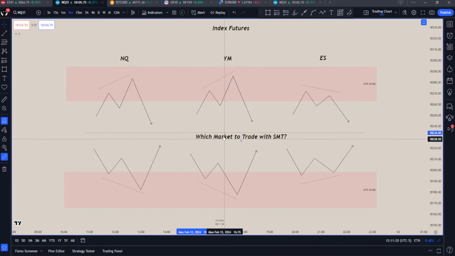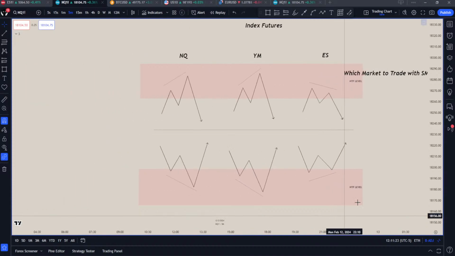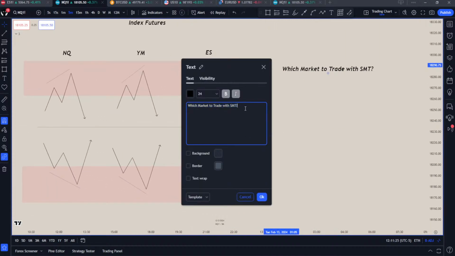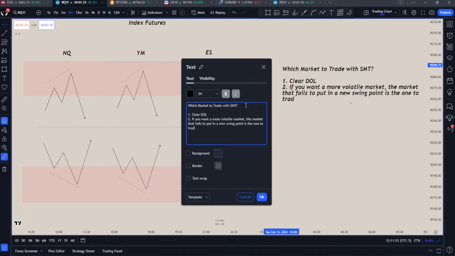Okay, so which market to trade with SMT Divergence? One, clear drawn liquidity. That's very important, okay? You need a clear drawn liquidity. And two, if you want a more volatile market, the market that fails to put in a new swing point is the one to trade, okay?